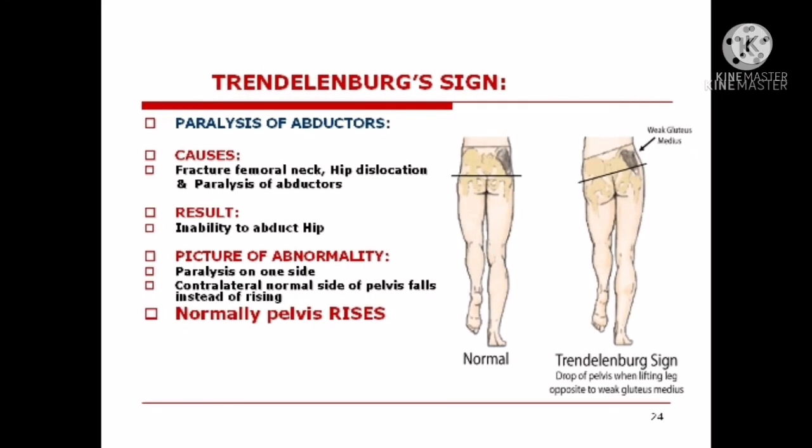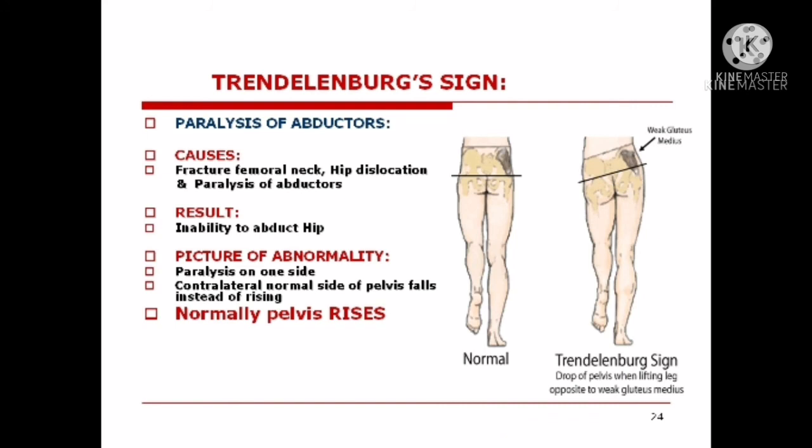Now some clinical conditions about the gluteal region. The Trendelenburg sign. It is due to paralysis of the abductor muscles. The causes are the fracture of the neck of the femur, the hip dislocation, and paralysis of the abductor muscles. The result is inability to abduct the hip joint. The patient shows a drop of pelvis when lifting the leg opposite to the weak gluteus medius muscle.